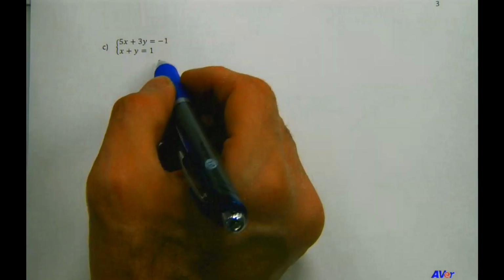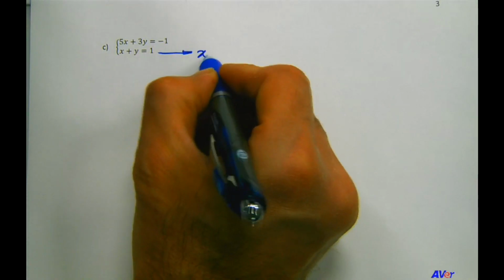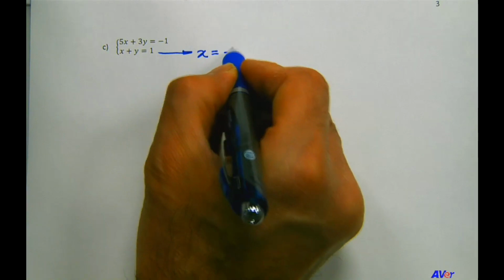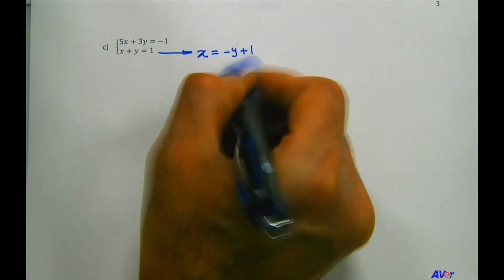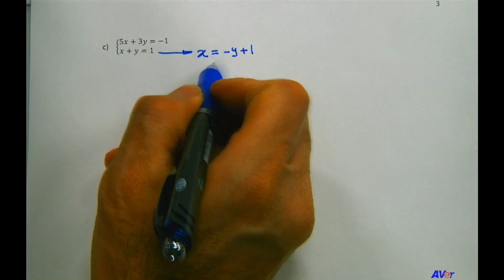I don't know. I really don't remember until I solve it. Okay, so once again, we're going to use the method of substitution, which means we're going to solve for one variable first. Let's say x equals minus y plus 1, right? Minus y. So I just sent my y to the other side.